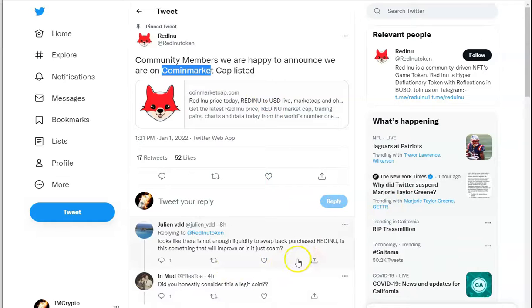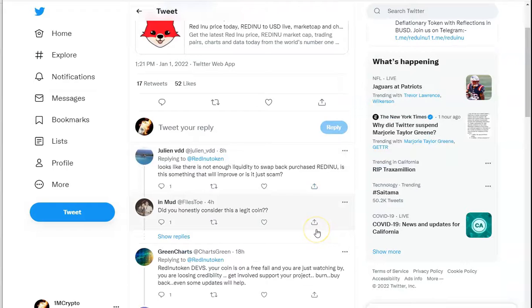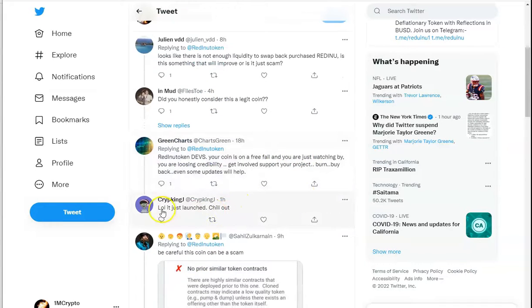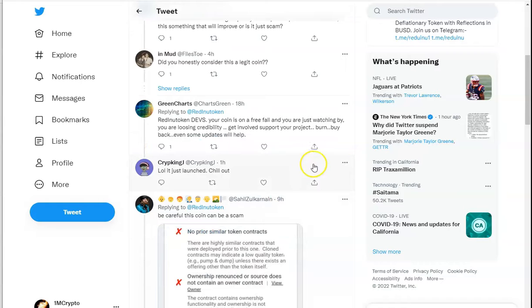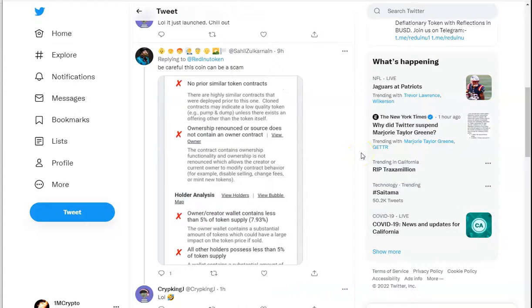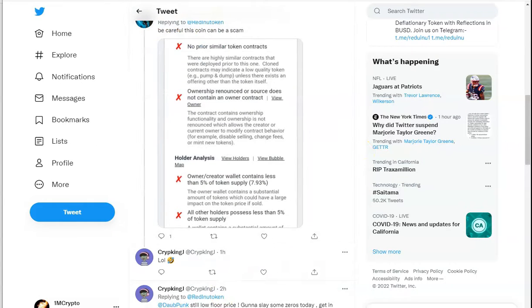Some people are complaining that there's not enough liquidity to swap back the RedInu that they've purchased. A lot of people questioning the coin. Of course, there's always people saying to chill out, it's just launched. Yeah, that's pretty much the tagline of every scam token. Not saying this one's a scam, but if I had to bet money on it, I wouldn't be betting on this coin.